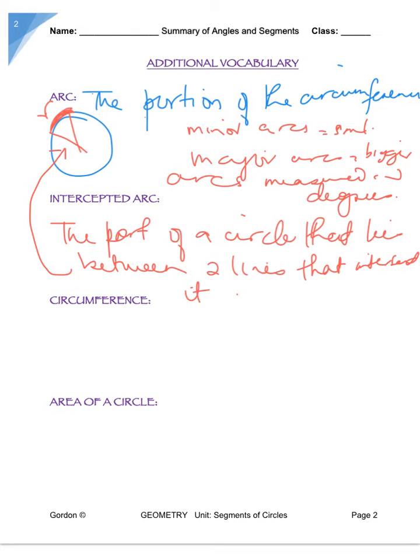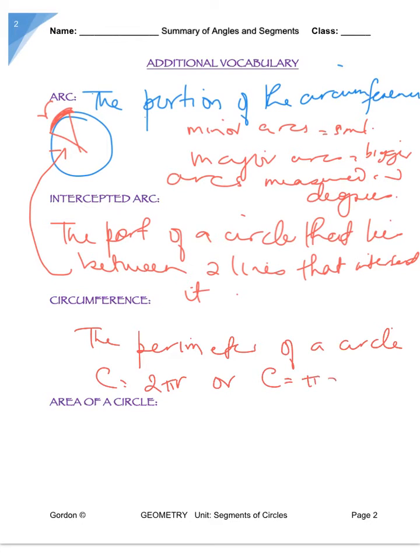The circumference, of course, we know as the perimeter of a circle. Remember that circumference is calculated as 2 pi r, or circumference is equal to pi times the diameter, since the diameter is 2 times the radius. The area of a circle, just a reminder, is pi r squared, and that's all the portion of the plane that the circle will cover.